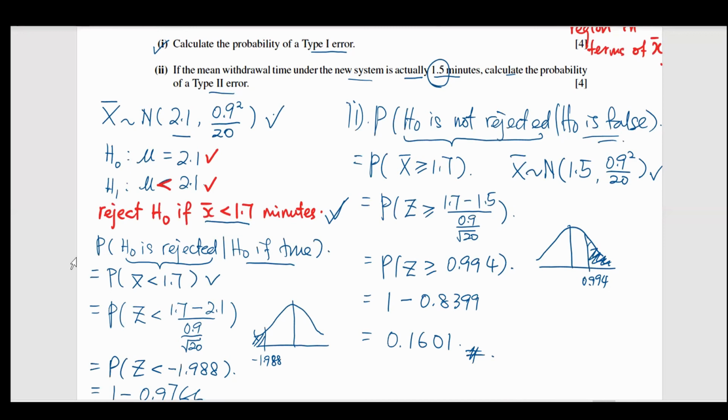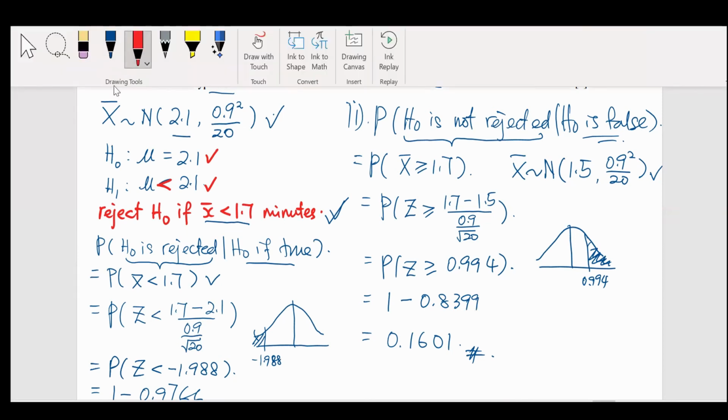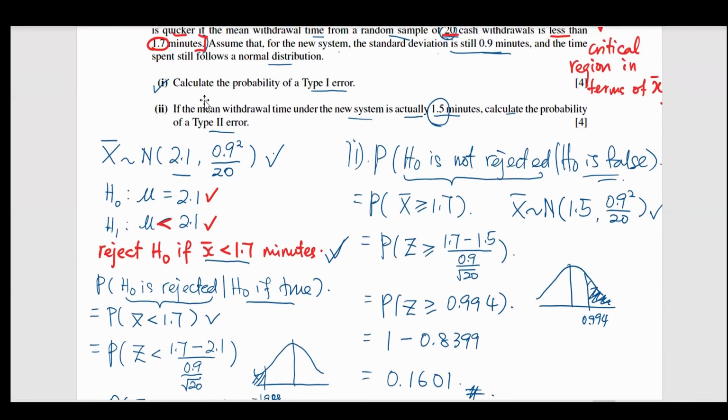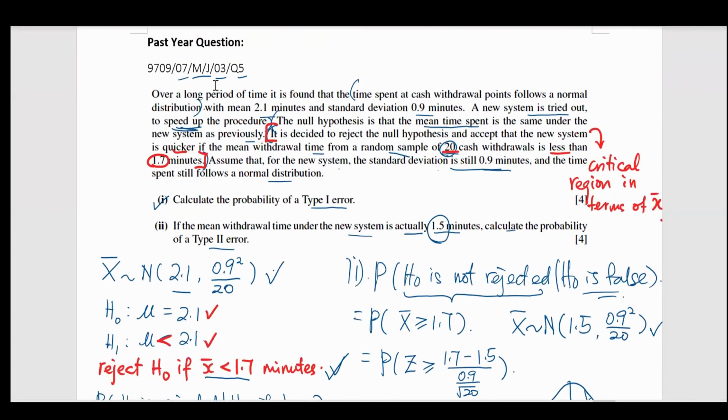Okay, so just a quick summary here. When we are calculating the probability of type 1 error or type 2 error, the most important thing is we must have the critical region in terms of X bar here. All right, so the question has to give you this sentence. You have to be able to determine it. This is the important point for you to calculate the probability of type 1 and type 2 error.